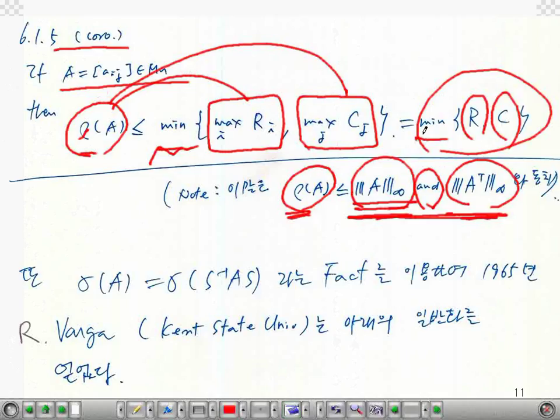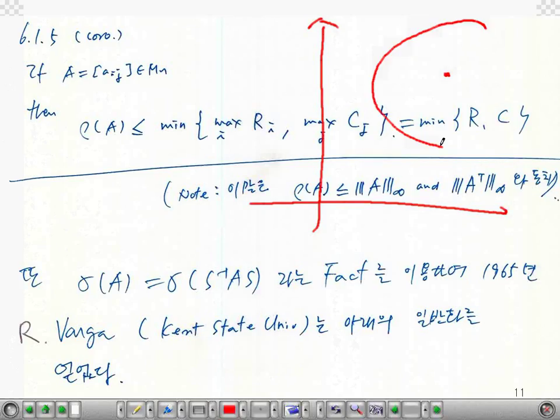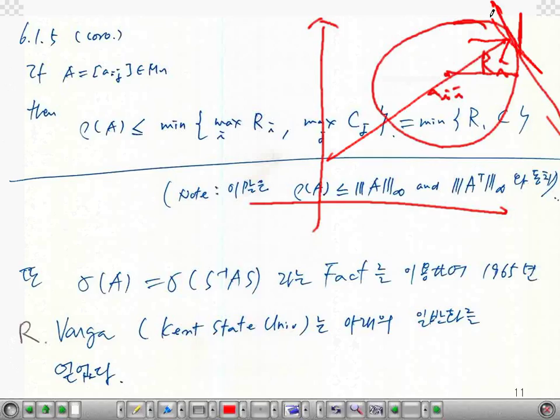What this says is this. Suppose we have the region like that. We start from here. Then we have a Gershgorin circle like this. Then here is a_i and this is r_i. Then the spectral radius is not bigger than this. This is what it says.